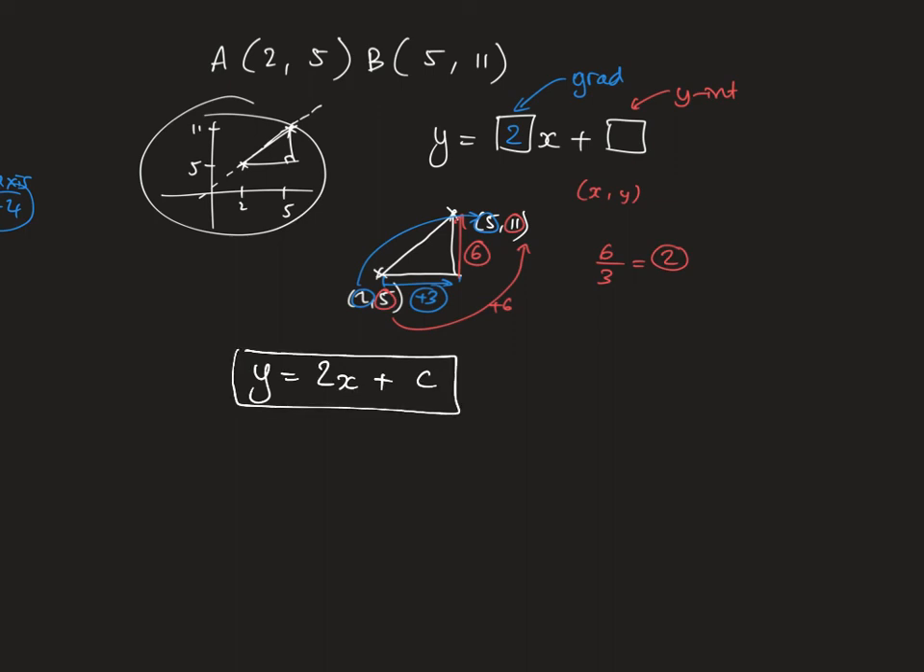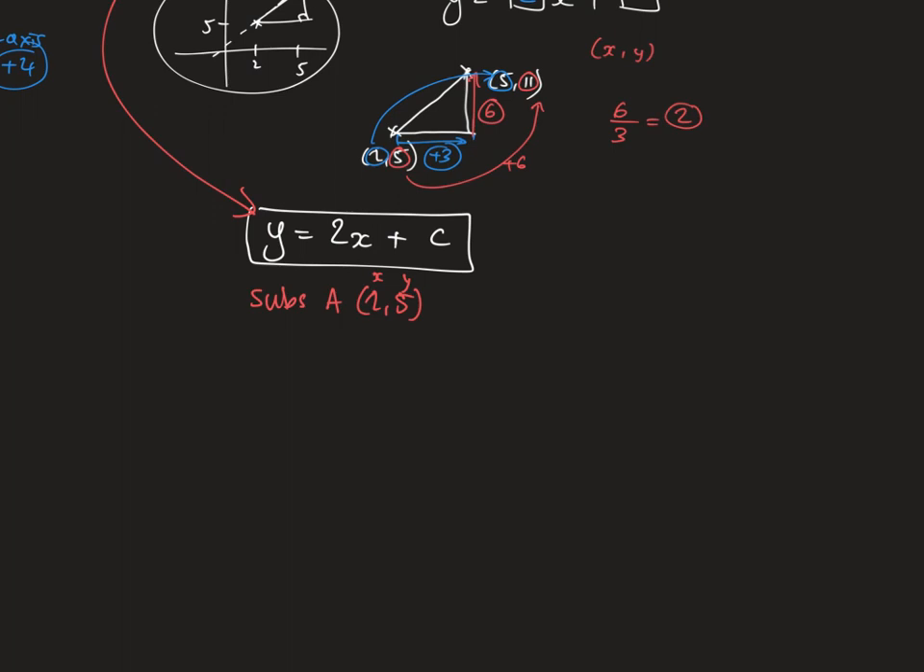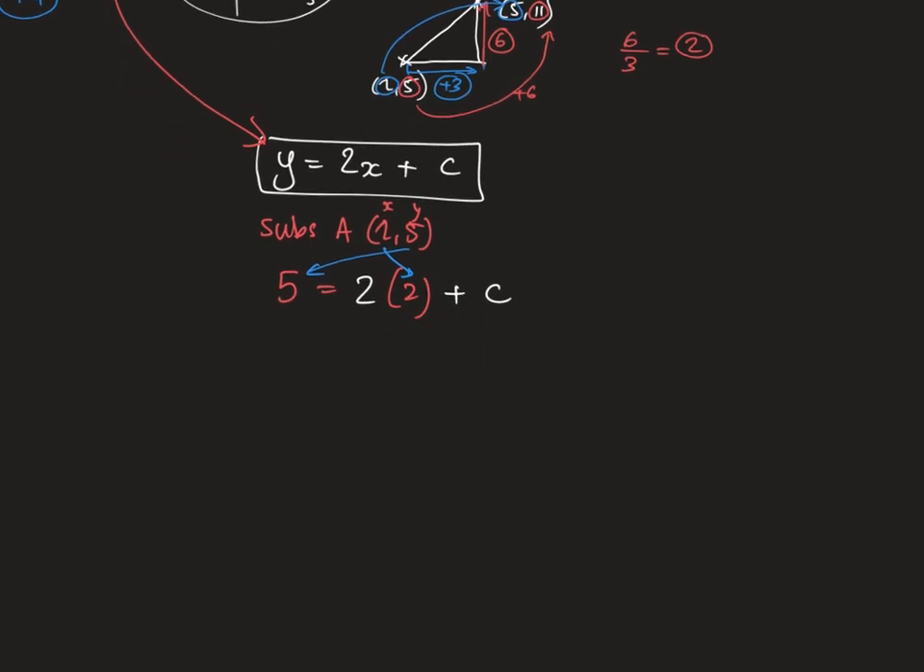Now, what we can do is take this equation, which has 3 unknowns, and use one of these 2 coordinates from above. So I'm going to substitute a, which is (2, 5), into this. Now I have an x value and a y value, which I can substitute in. So my y value is 5, and then we've got 2 lots of x, which is 2, and then we can plus c, which we don't know. Do you see that this has only one unknown? I've taken my x and my y and substituted them in. So now what I've got is 5 is equal to 4 plus c.